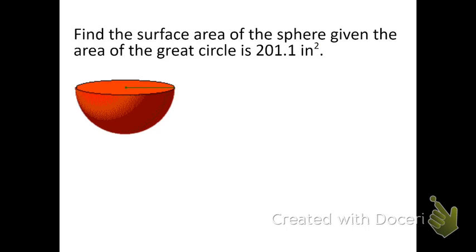So find the surface area of the sphere given that the area of the great circle is 201.1. Now, I'm sure there's other ways to do this, but I'm about to show you a kind of slick way to do it. So this circle right here has an area of 201.1 square inches. Area is equal to pi r squared. Now this circle has the same radius as this hemisphere.